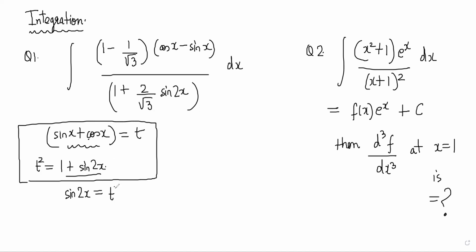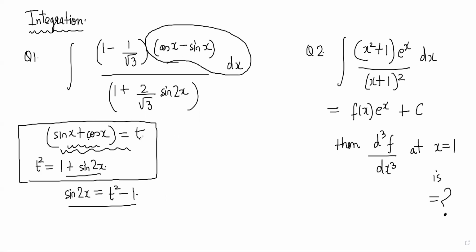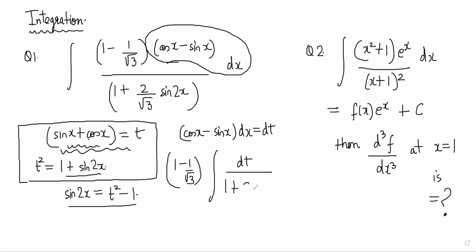So sin 2x is basically t square minus 1, right? So what will happen is, why is this a better substitution? Because it handles this part directly. Because if you differentiate this, it will be cos x minus sin x dx is equal to dt, right? So this part becomes a dt on top. The constant can be taken outside, and you have dt by 1 plus 2 by root 3 and t square minus 1, right? So this is in a standard form because the denominator has some t square minus some constant.